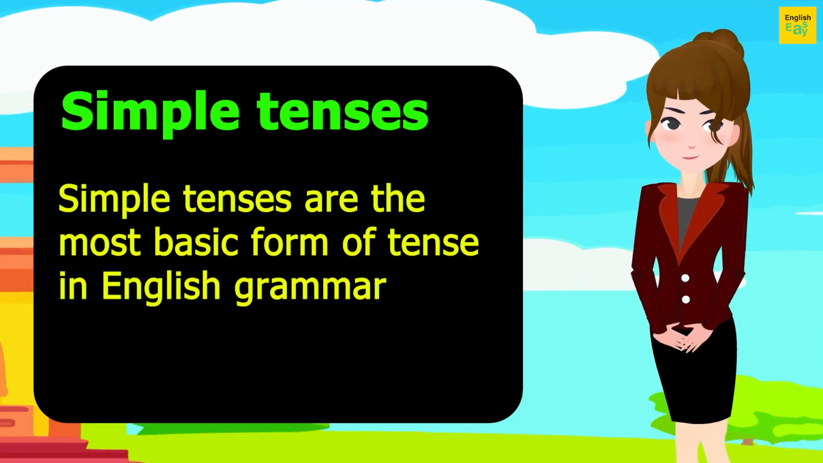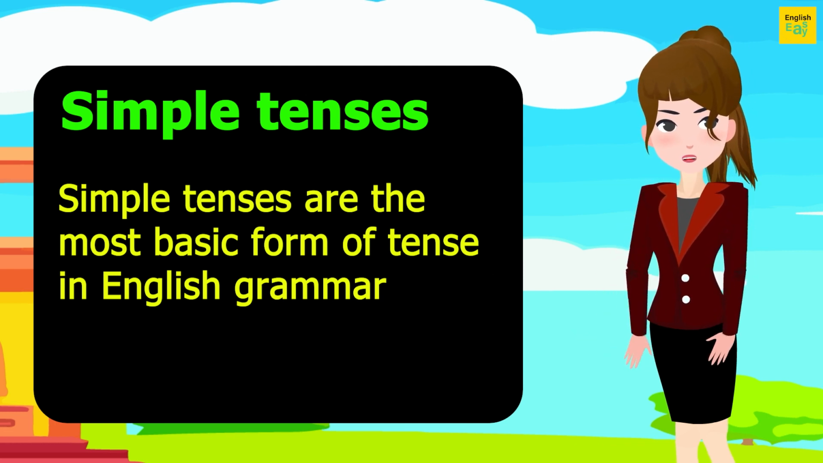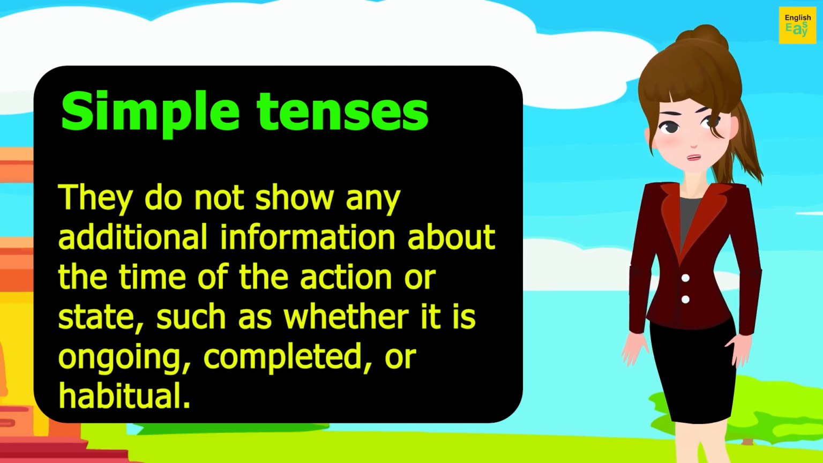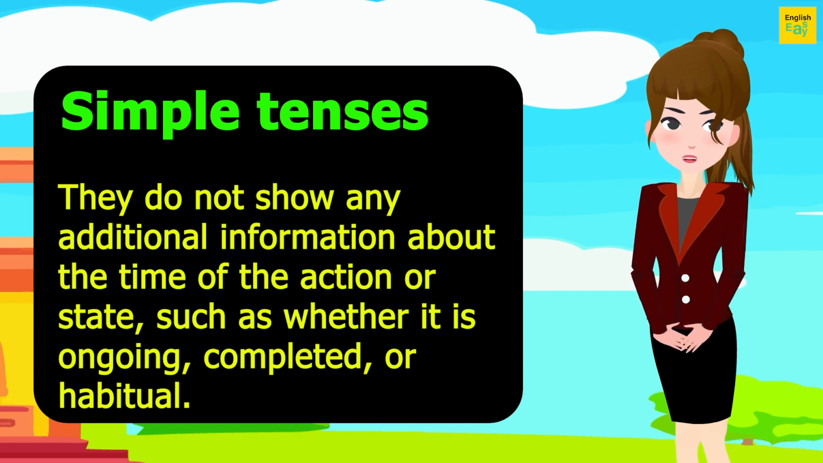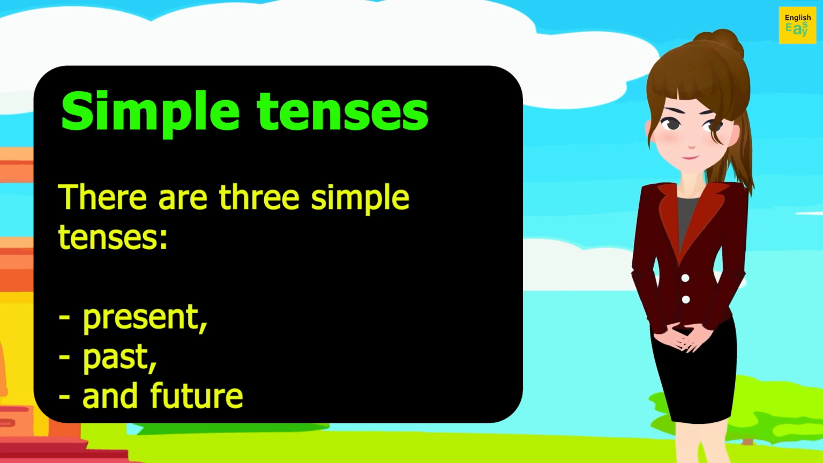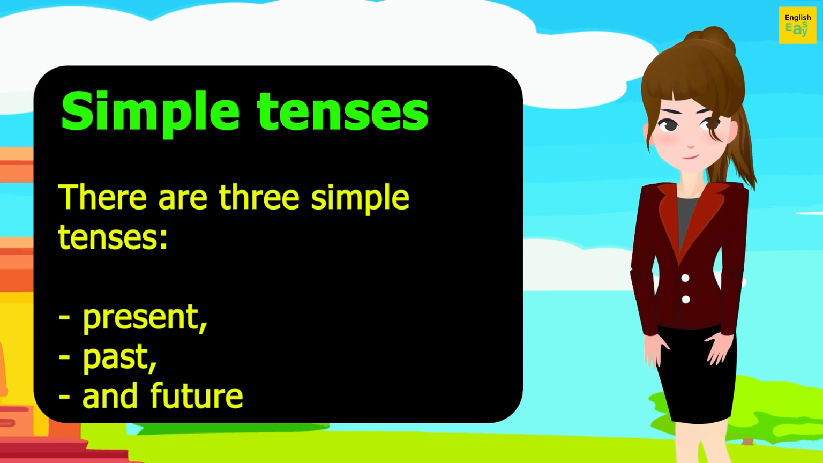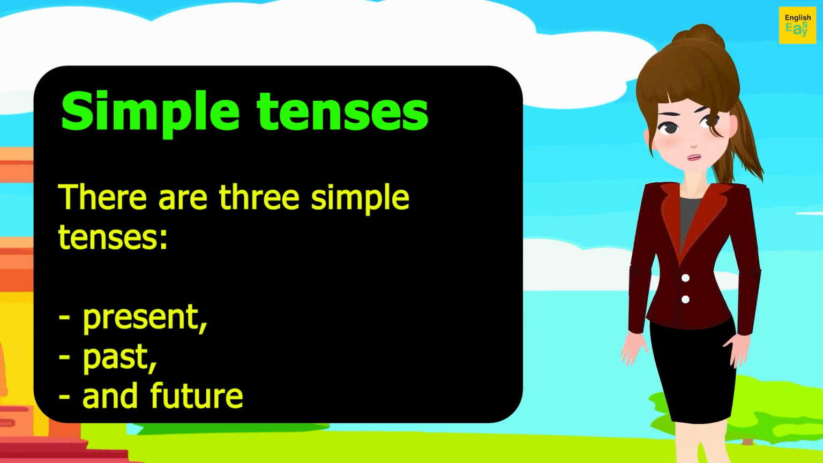Simple tenses. Simple tenses are the most basic form of tense in English grammar. They do not show any additional information about the time of the action or state, such as whether it is ongoing, completed, or habitual. There are three simple tenses: present, past, and future.